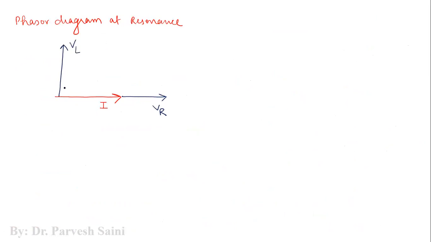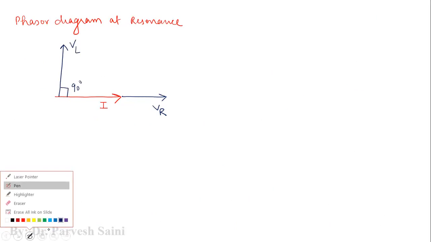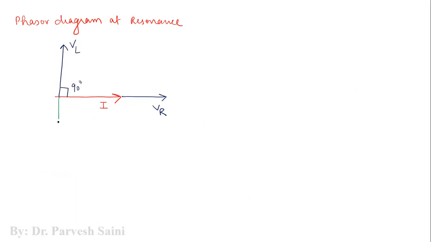VL leads the current I by 90 degrees, and similarly VC lags the current by 90 degrees. So this would be the phasor here. Now instead of writing it as VL, VC and VR, we will mention it as VL naught, VC naught and VR, because we are taking the parameters at resonance, with current I naught. Right?